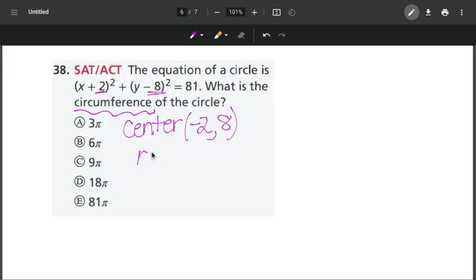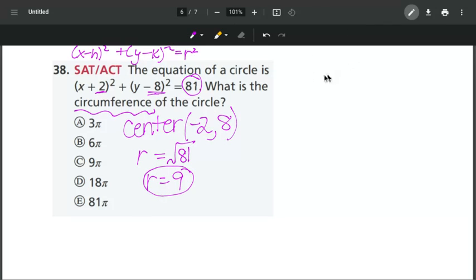The radius is the square root of 81. Because remember, the formula is x minus h squared plus y minus k squared equals the radius squared. So the 81 is the radius squared. So that means the actual radius is 9. Now that doesn't answer the question. They want to know the circumference.